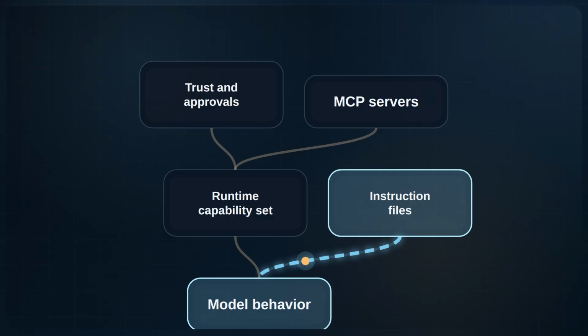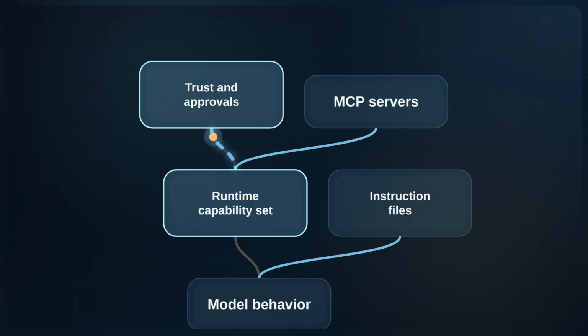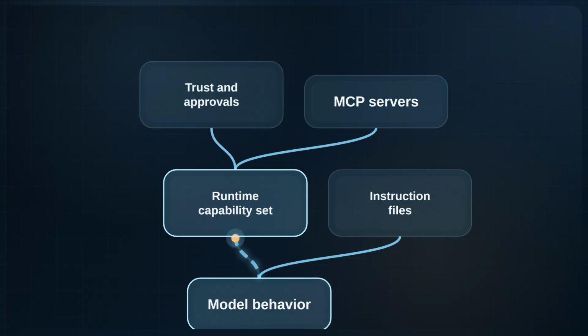Instruction files such as agents.md, claude.md, or gemini.md tell the agent how to behave in this repo. They define workflow, boundaries, and completion rules. MCP does something different. It tells the runtime what outside capability exists. Then there's a third layer on top of that: trust, approvals, and policy. That layer decides whether a capability should be usable in the current workspace and under the current settings. Once you split the system that way, a lot of confusion disappears.